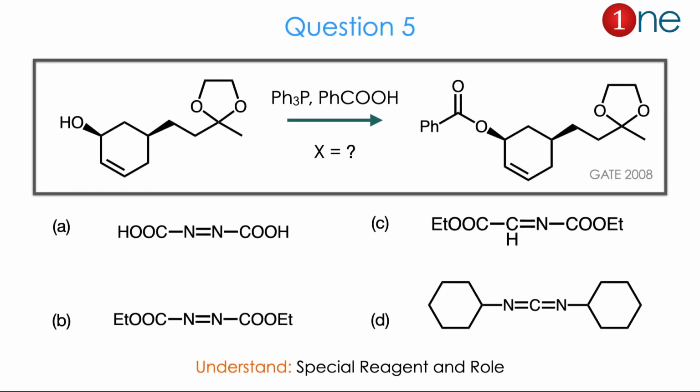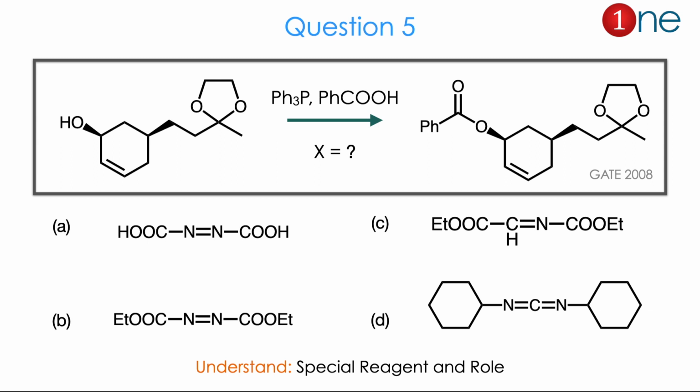Then question number 5. The starting material has a 6-member ring which has an alkene. Then you have alcohol. On the other side you have a protected ketone, which is protected by a 1,2-diol there. Both the alcohol and the protected ketone are in the syn form. Both are above the plane. Then you are using phosphine and acetic acid.